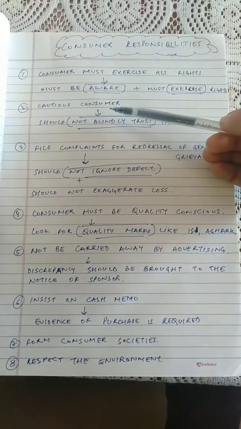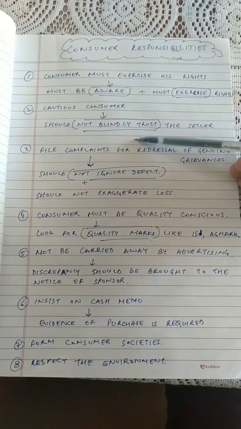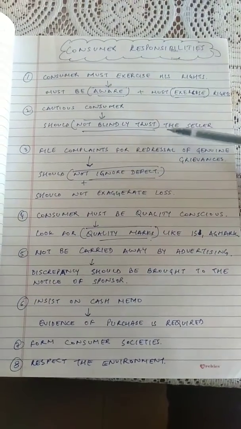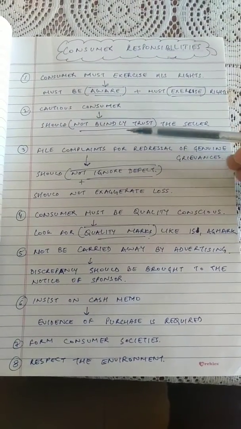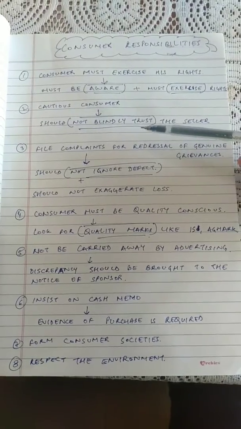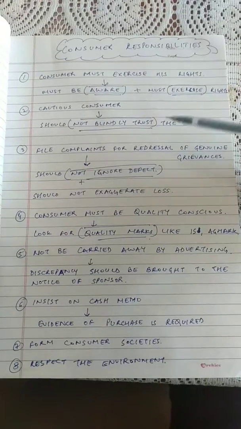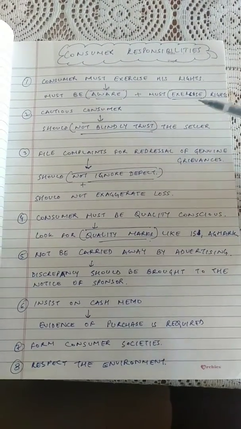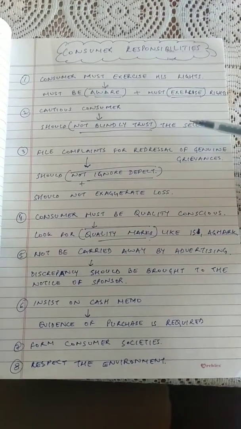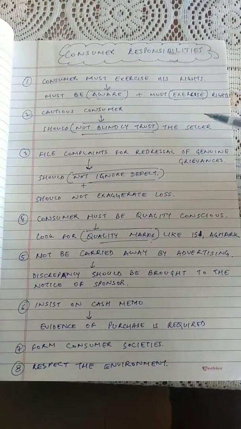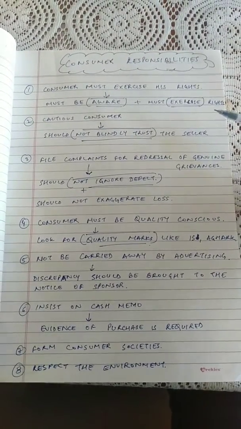The second responsibility of a consumer is that he should be a cautious consumer. A consumer should not blindly trust the seller or the advertisements that are coming on television. He should first look at the label of the goods and understand all related information of the product before deciding to purchase the product. Many times sellers try to push the goods and exaggerate the features of the good. So, a consumer should not be blindly carried away by these claims. Rather, he should do his own scrutiny or check before purchasing the product.